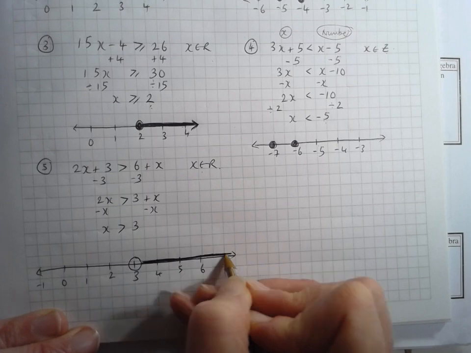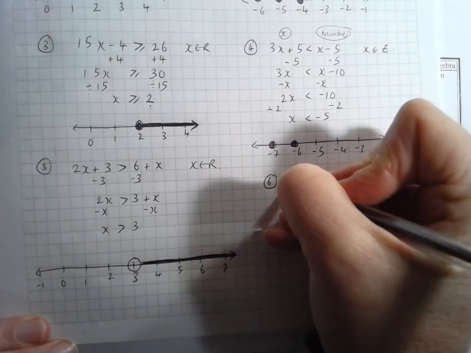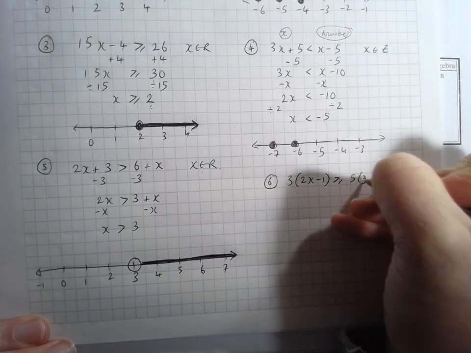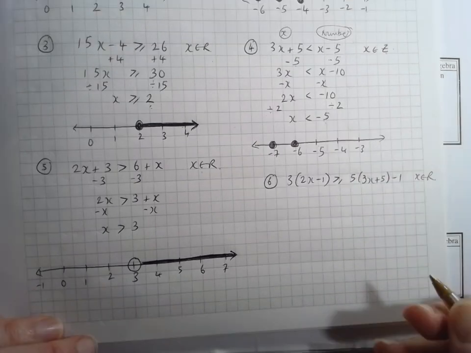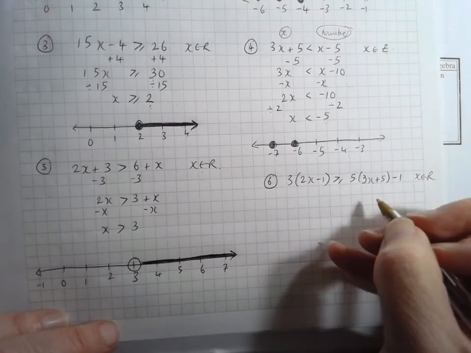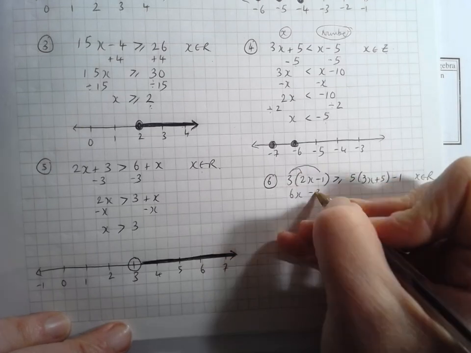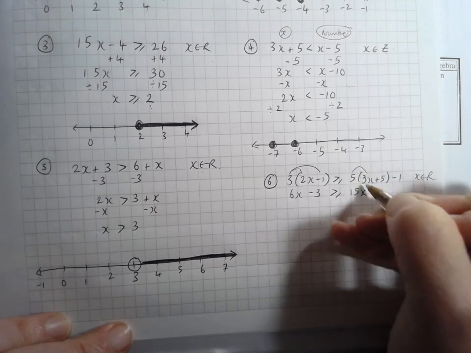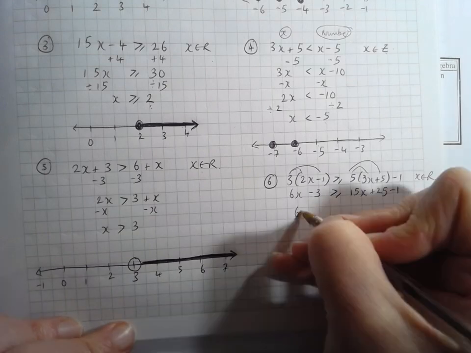And then finally, 3 by 2x minus 1 is greater than or equal to 5 by 3x plus 5 minus 1. This is nasty. x is an element of R. So first step, like with all equations, is to multiply out the brackets. Even though it's an inequality, we treat it like an equation. So 3 by 2x is 6x. 3 by minus 1 is minus 3, is greater than or equal to 5 by 3x, which is 15x. 5 by 5 is 25, and then that minus 1. Let's tidy it up. 6x minus 3 is greater than or equal to 15x plus 25 minus 1, which is plus 24.